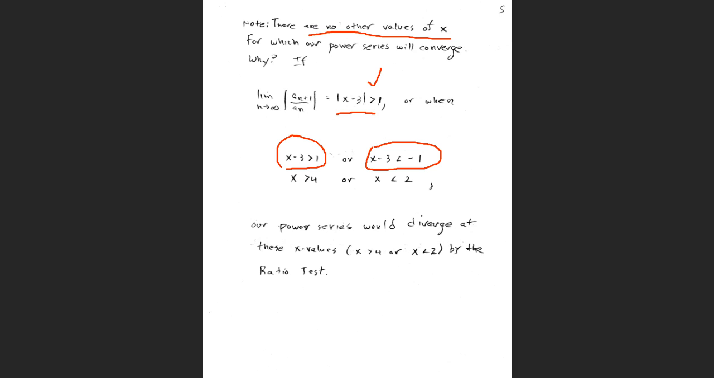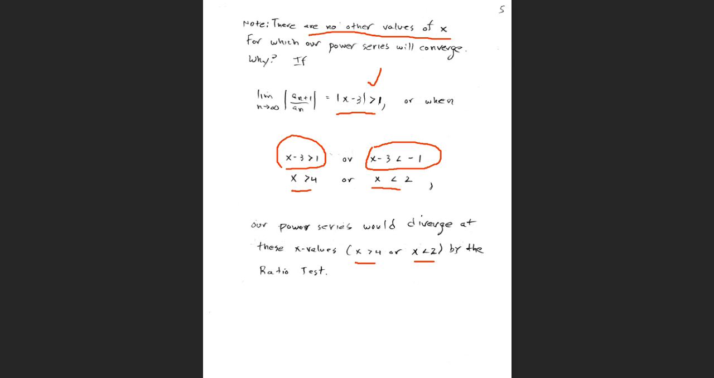Well, if x minus 3 is greater than 1, that means x is greater than 4. And if x minus 3 is less than negative 1, that means x is less than 2. So our power series would diverge when x is greater than 4 or x is less than 2. So basically, we've accounted now for all the possible x values on the x-axis.